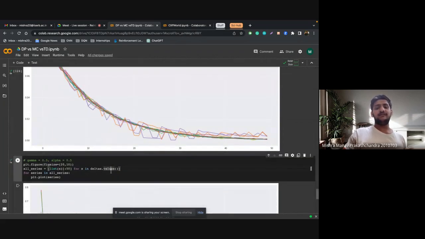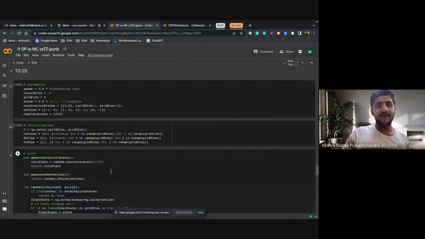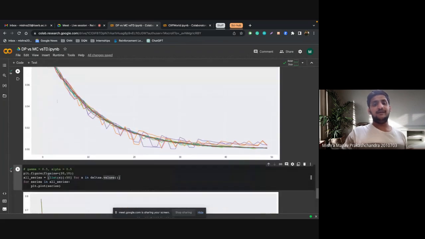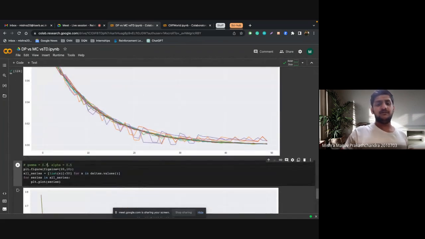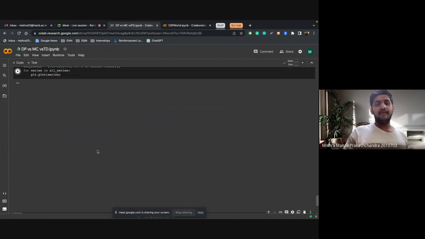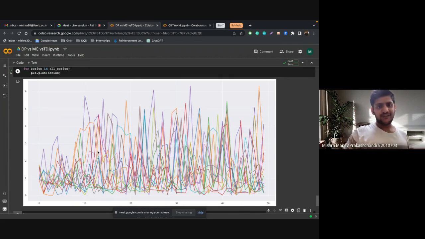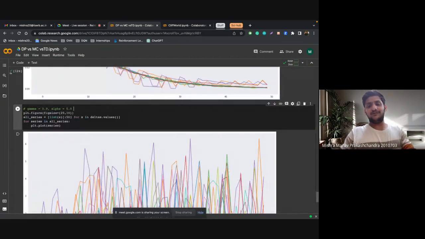Now, for 0.5, right? Did I make it 0.5? Okay, I made it 0.9. Let's try for 0.9 how it looks. If both are 0.9, it's a very, very bad plot, right? So it's a case of no convergence.